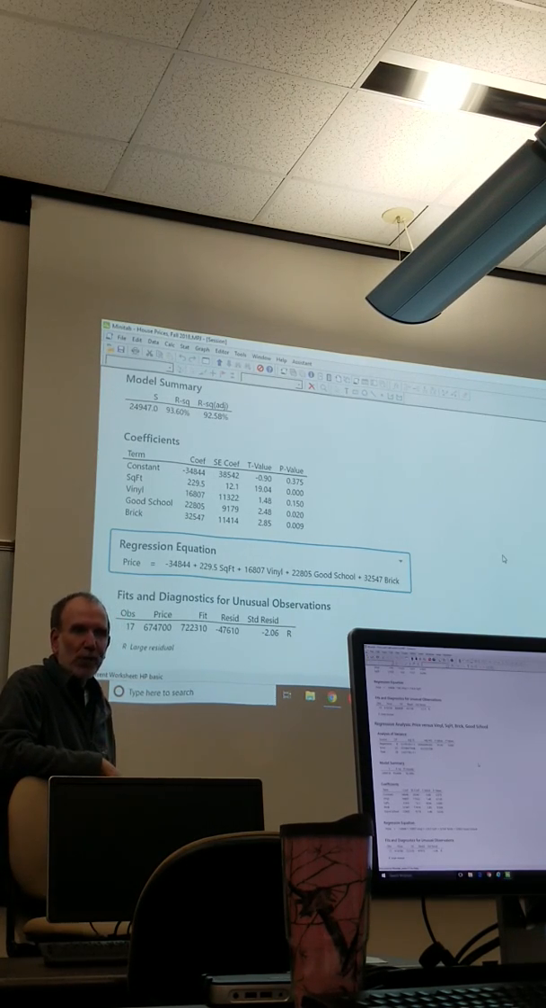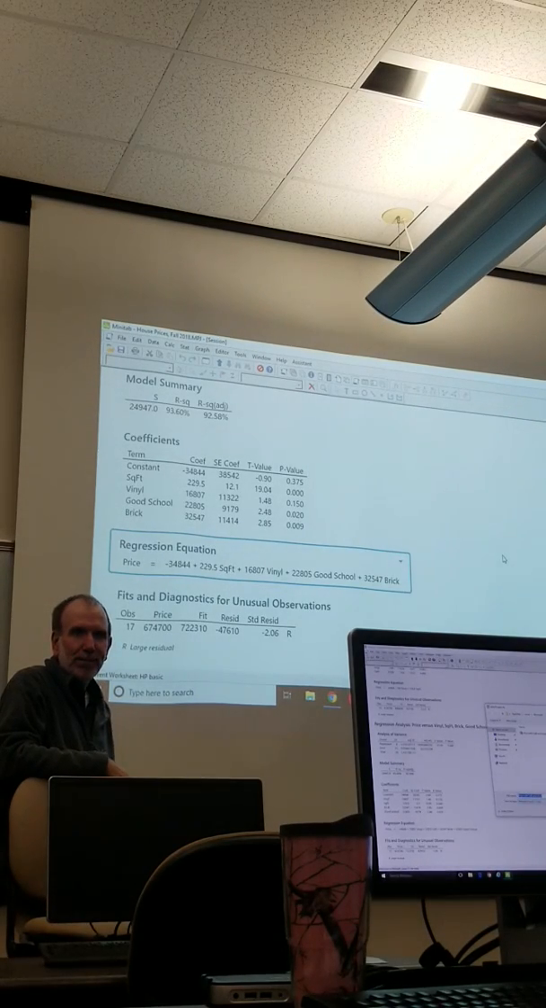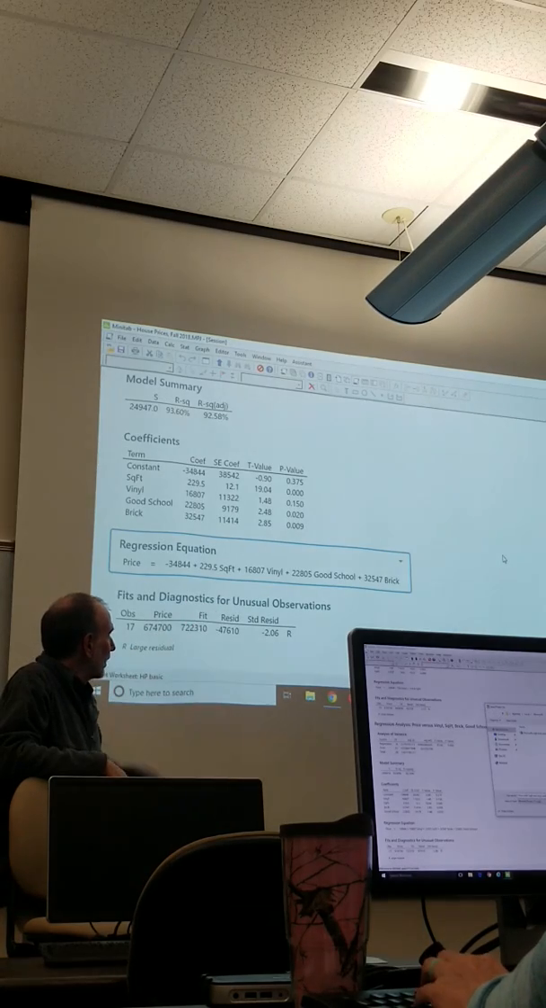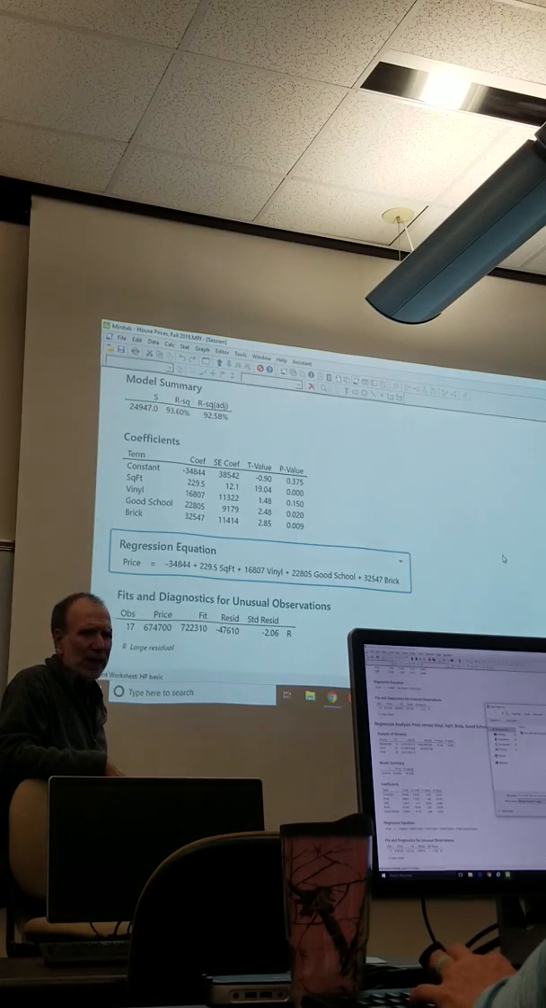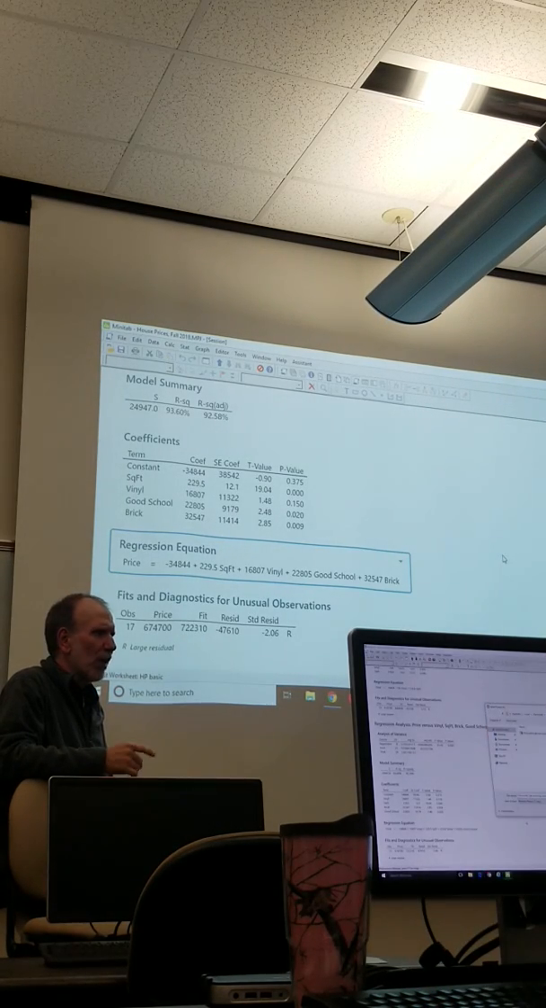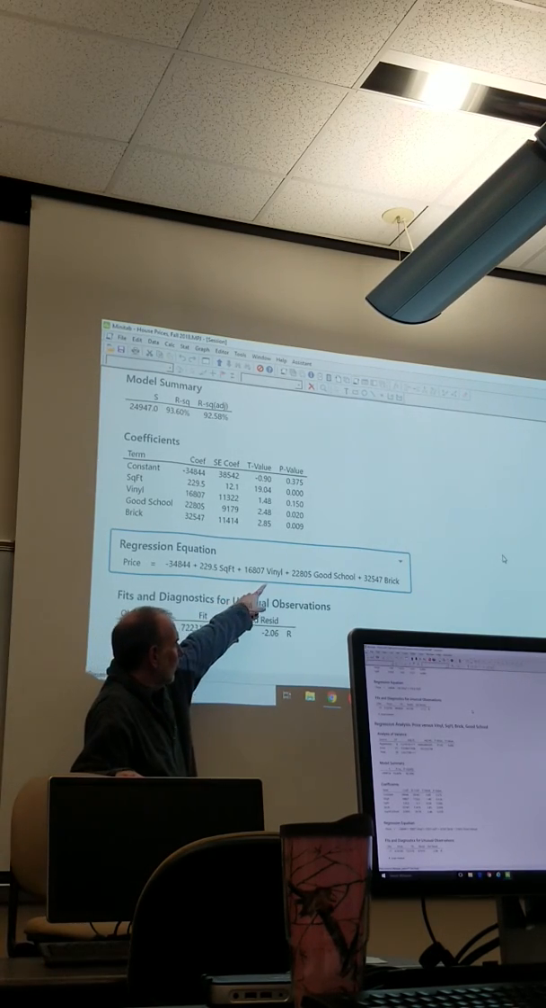But you should be able from this to take a house, 2,800 square feet, with brick siding in the bad school district. Think about how we would predict the price of that house. What would I plug in for square feet? 2,800. What would I plug in for vinyl? 0. Because why is 0 there? Anything but vinyl is in. Okay, and what did I say this house had on it? Brick. Since this house has brick, I'm going to plug in a 0 for vinyl.